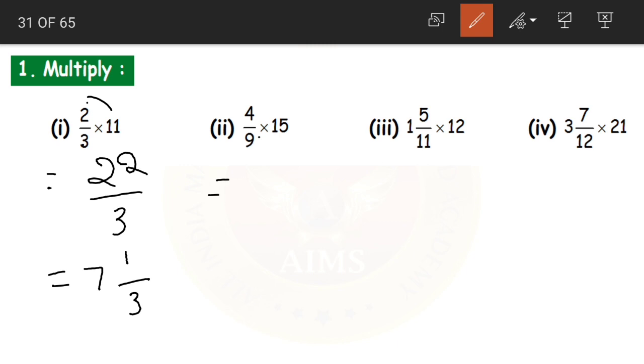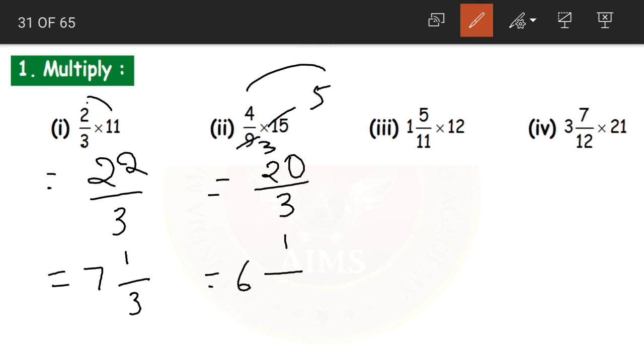Now 4 by 9 into 15, we know that 3 threes are 9 and 3 fives are 15. What are we remaining with? 4 fives are 20 divided by 3. Now what will its mixed number be? 6 1 by 3. 6 2 by 3. Yes, 6 threes are 18 plus 2 becomes 20. So mixed number is 6 2 by 3.